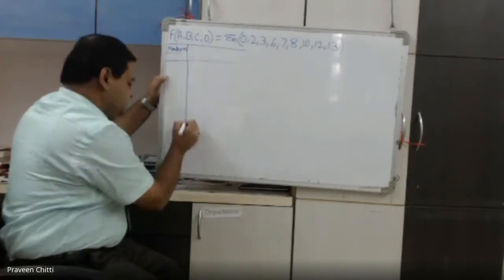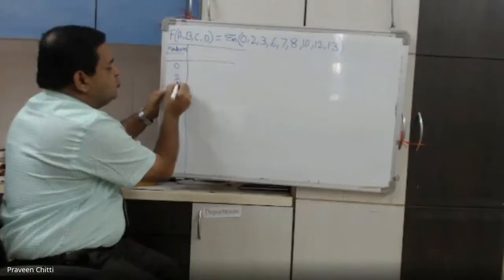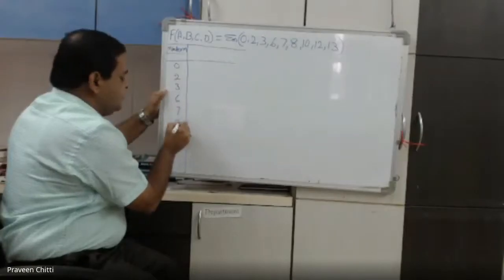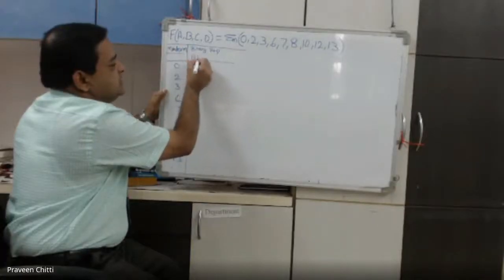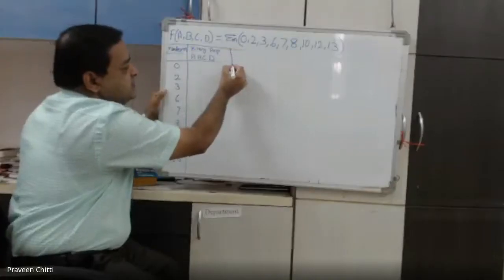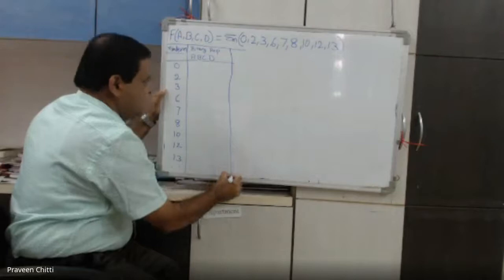What are the min terms given there? 0, 2, 3, 6, 7, 8, 10, 12, 13. The next, what I need to do? Binary representation. How many variables are there? 4. You should give a little bit of space here to put the tick mark. Right?